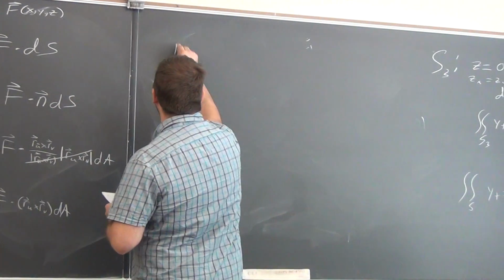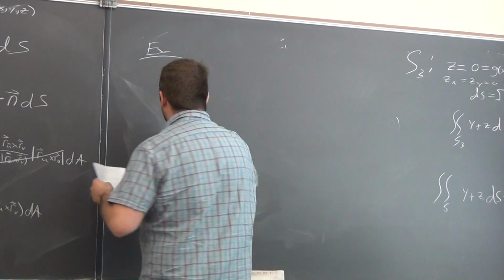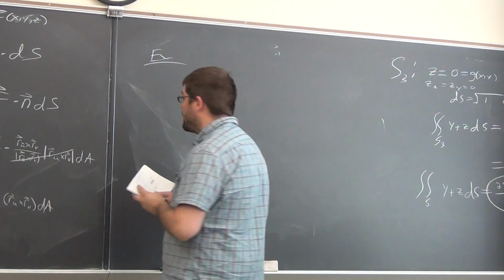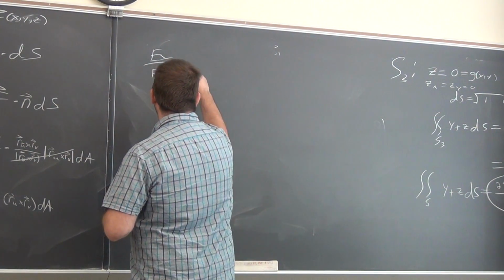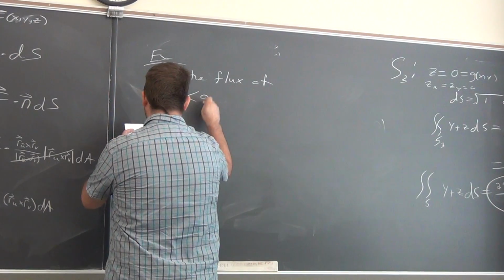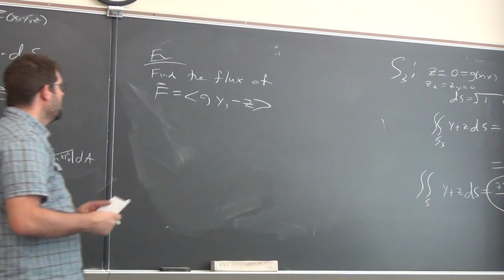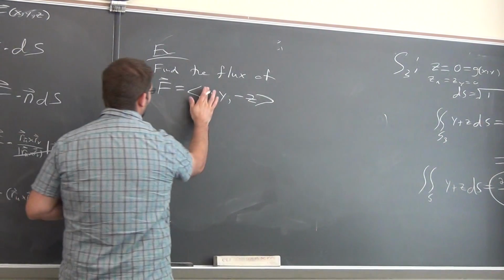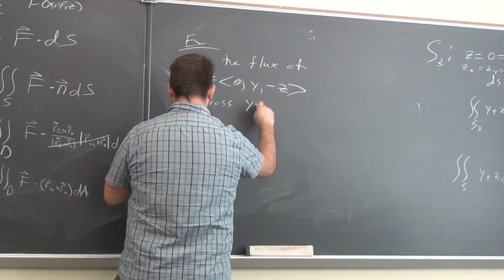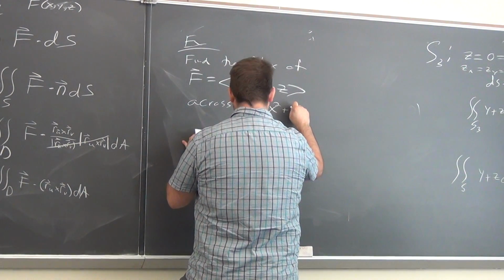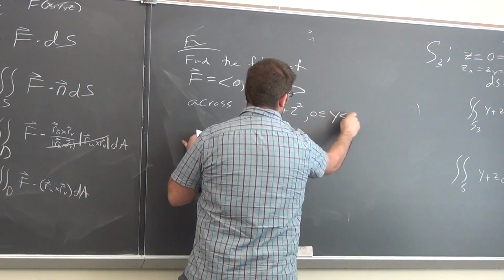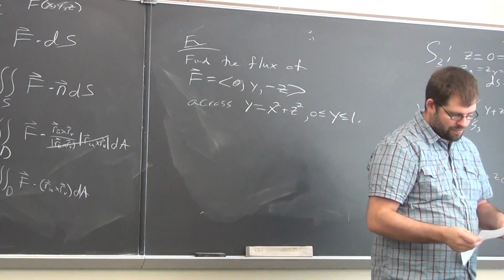Okay, so let's do an example. And just like in the other case, this integral is called the flux. So the flux of F across the surface S. So find the flux of F, where F is 0, y z, 0, y, negative z, across y equals x squared plus z squared if y ranges from 0 to 1.